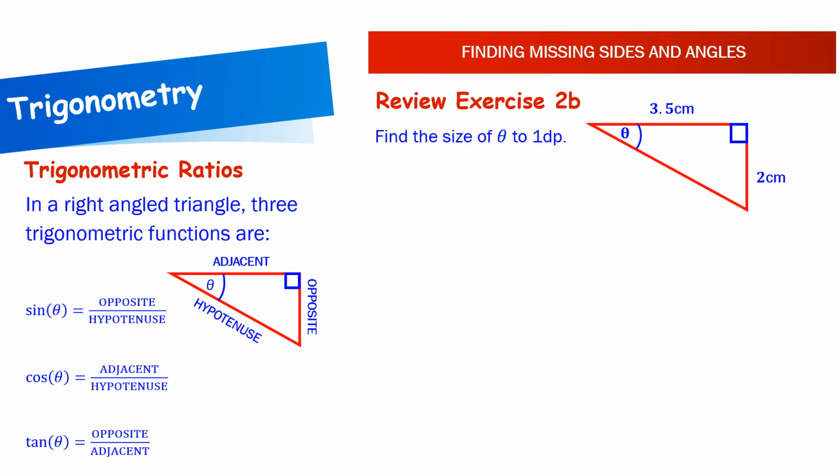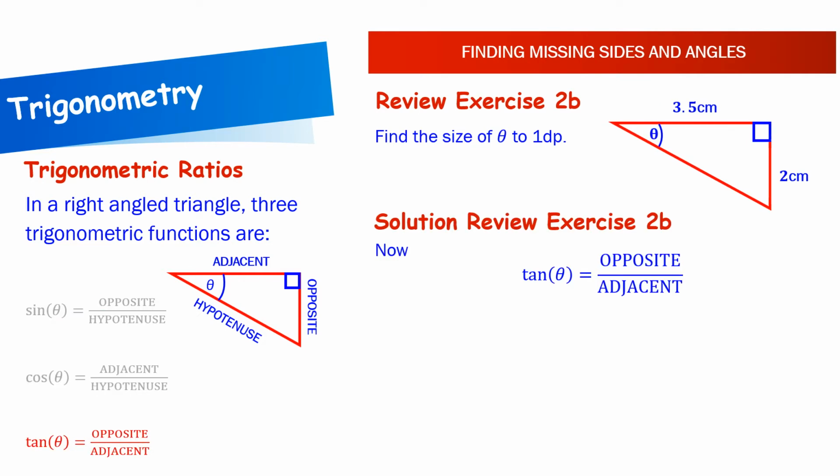And now for review exercise 2b. Find the size of theta in the given diagram to 1 decimal place. So we have the opposite, which is 2 centimeters, and we have the adjacent to the angle, which is 3.5 centimeters. So we're going to use the formula tan theta equals opposite over adjacent.